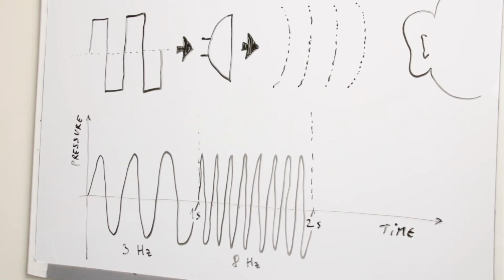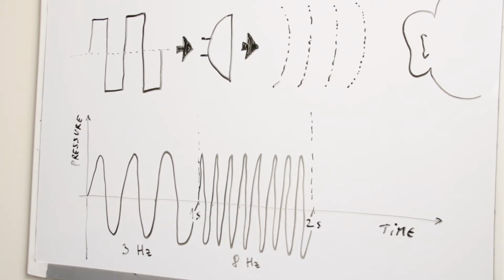Sound waves are vibrations in the air pressure. The speed of the vibrations is what makes the pitch of the sound. Frequency is the number of wave cycles per second, and it is measured in hertz. The higher the frequency of the vibration, the higher the pitch.